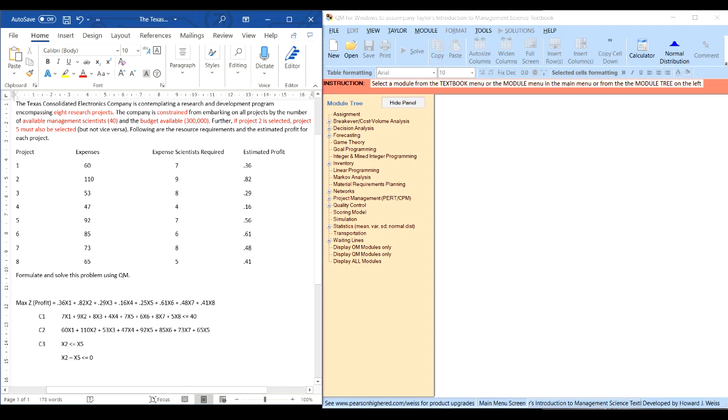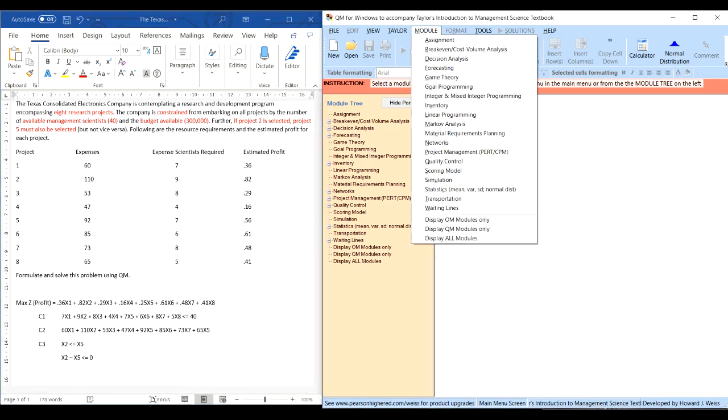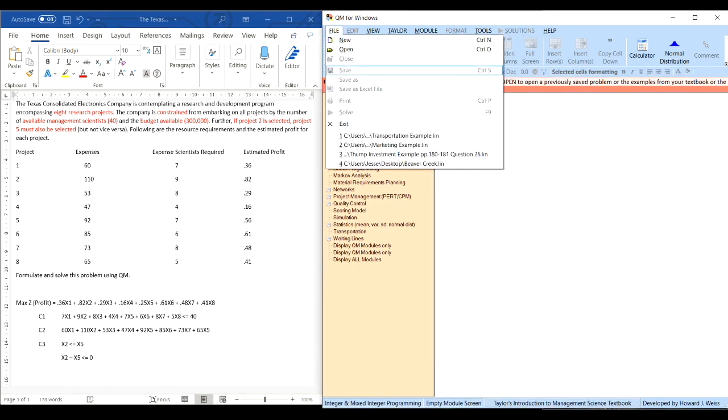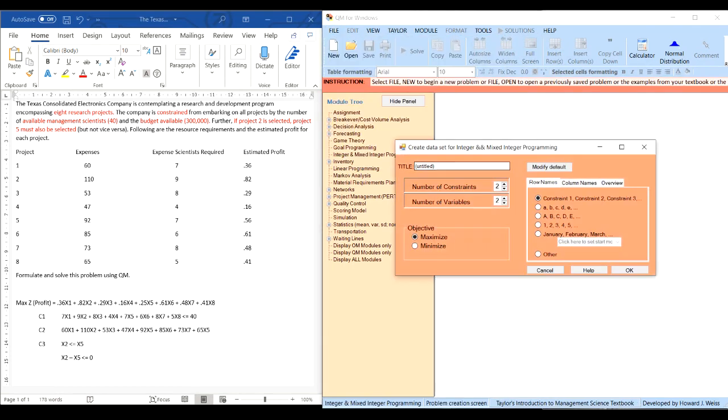The next step, as always, we come over here, we click Module, Integer and Mixed Integer Programming. We open a new file. The file name is Texas Consolidated. We have 3 constraints, and our number of variables is 8. We hit maximize. Okay.